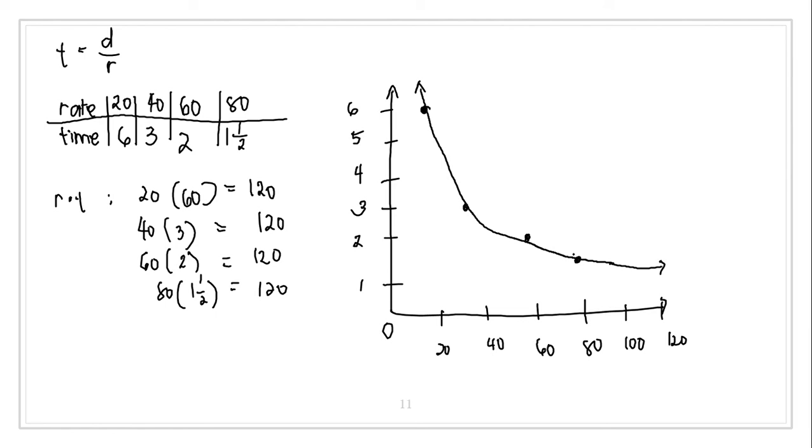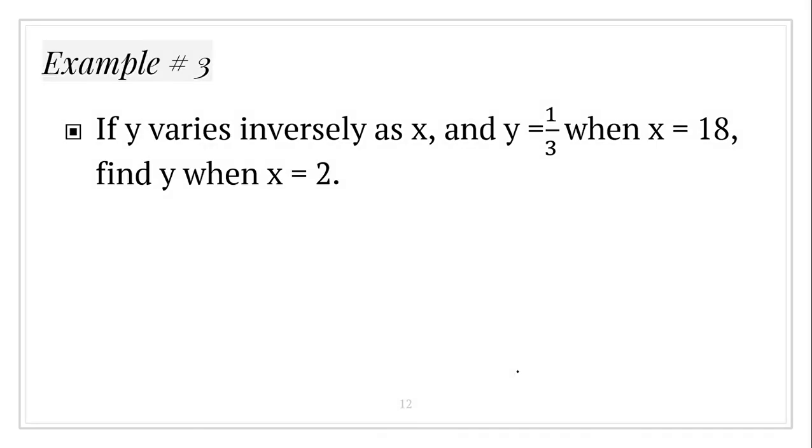So this graph shows that the travel time decreases, the rate of the car increases. So this is the time and this is the rate. Alright, so let's try another example for you to further understand what variation is.